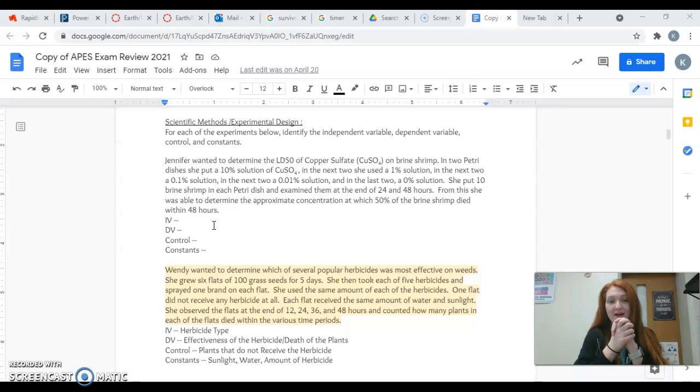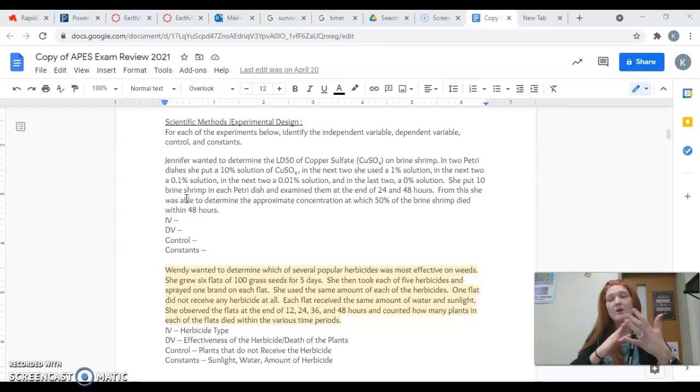Because it is imperative that we know how to do this, because you're going to have to be able to identify it. Okay, so for this first one, we just have to identify the independent, dependent, control, and constants. Now on your FRQs, if they have you write your own experiment, you also need to be able to say how you're going to collect your data, how it will be collected, and then also how you would measure whatever it is that you're measuring. So just be aware of that.